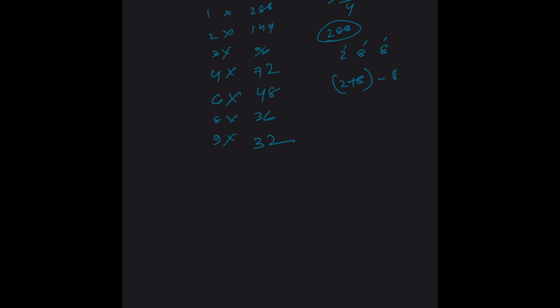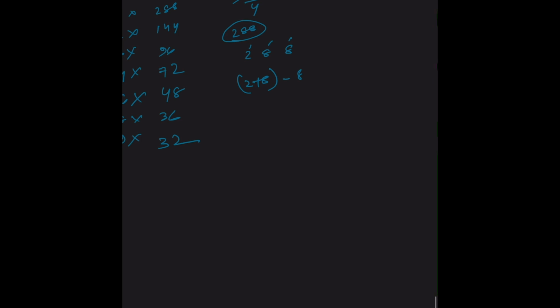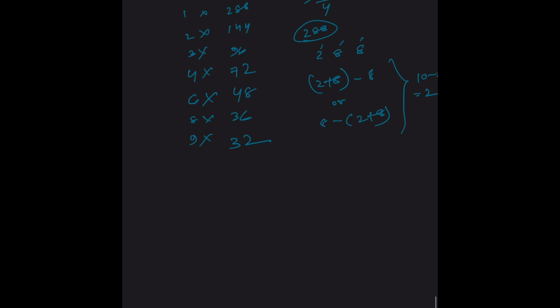This can be done vice versa. That is, we can also do 8 minus 2 plus 8. So here we will get 10 minus 8, which will go to 2, which is not divisible by 11. So the number 288 is not divisible by 11. Now, is 288 divisible by 12? As you can see that 288 is divisible by 3 and 4, 288 is divisible by 12.